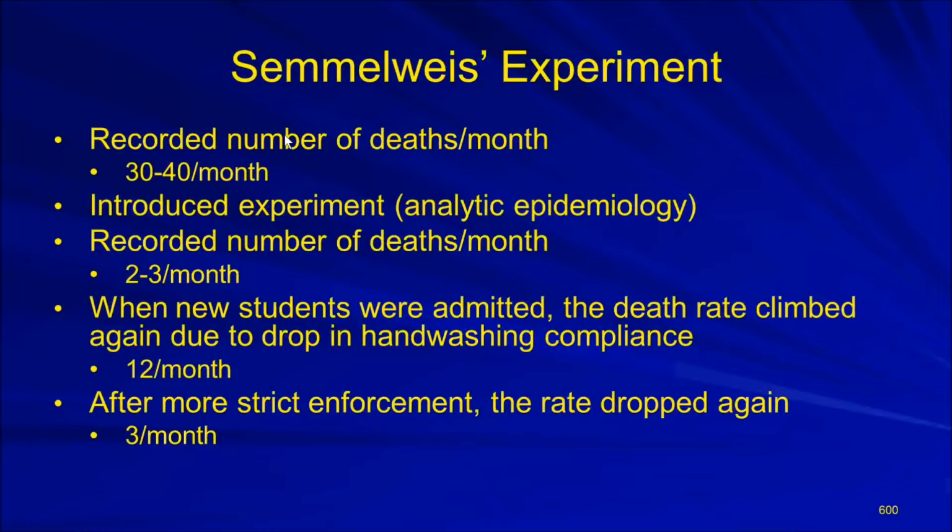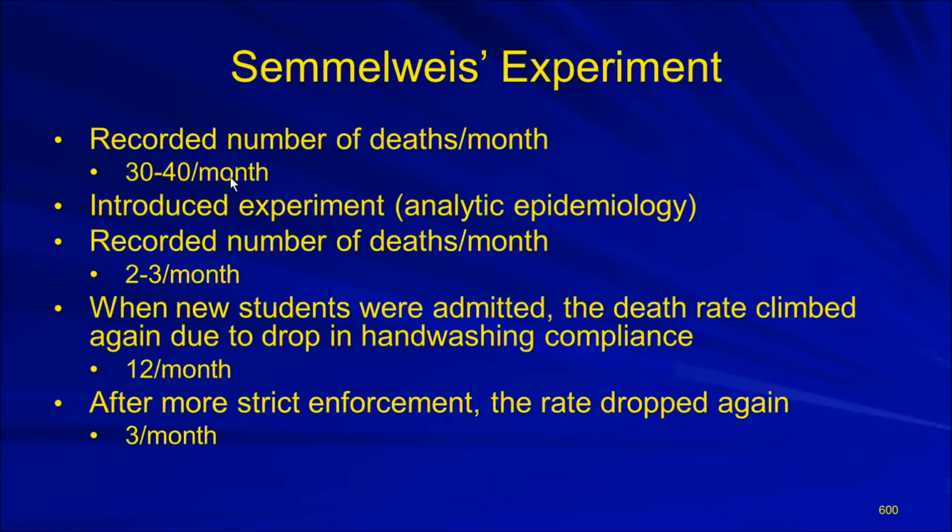What he did is he recorded the number of deaths that happened per month in the physician ward. It came out to about 30 to 40 deaths per month. Okay. Then he introduced the experiment. He started enforcing hand washing, and within just a number of months, the mortality rate dropped to about 2 to 3 a month. So he introduced the intervention, the hand washing, then he recorded again to see if there was any change, if there was a drastic reduction.